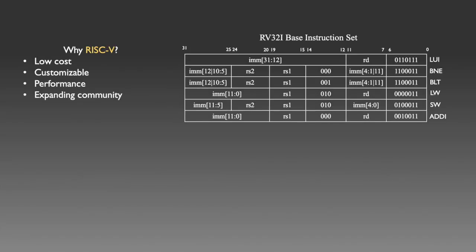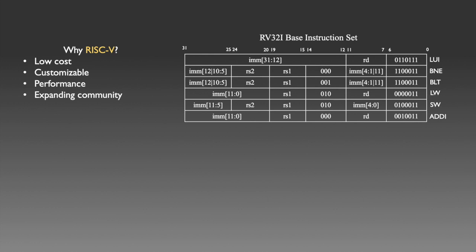For our processor, we used RISC-V as our instruction set. There are many reasons to use RISC-V. Using another ISA such as x86 or ARM will require purchasing a license, and it is very expensive. On the other hand, RISC-V is free to use. It is also very customizable. We can add our own instructions to realize application-specific functions.